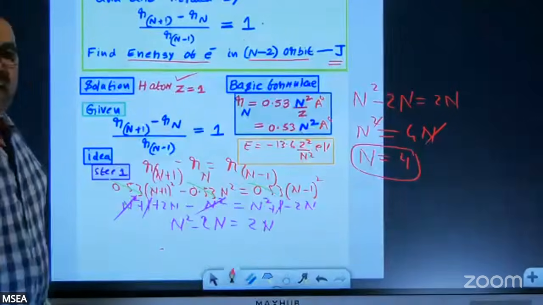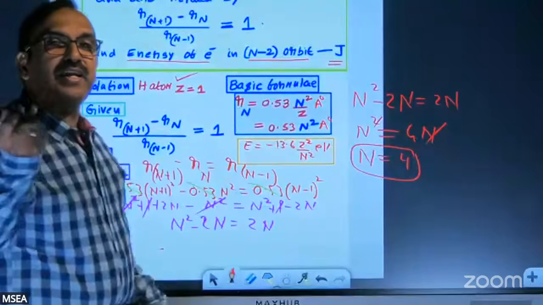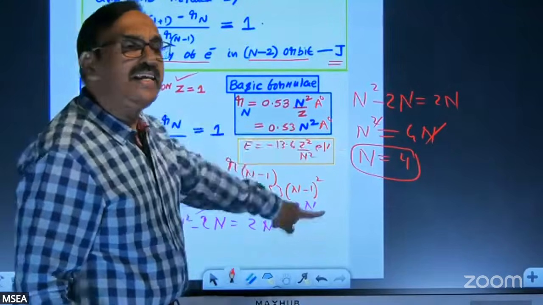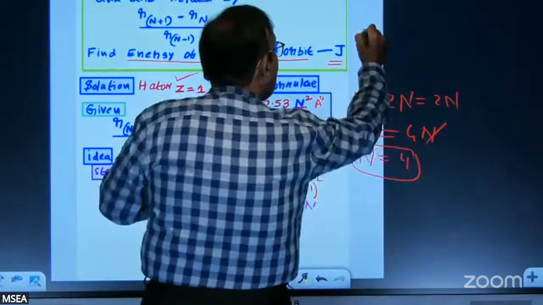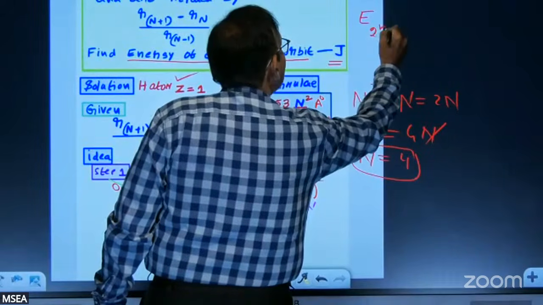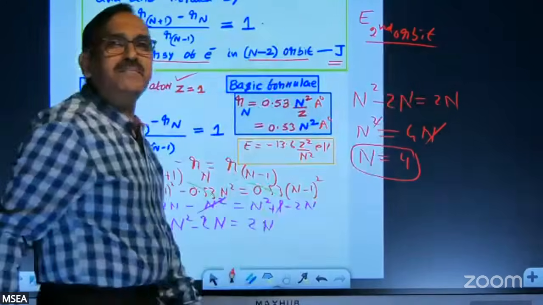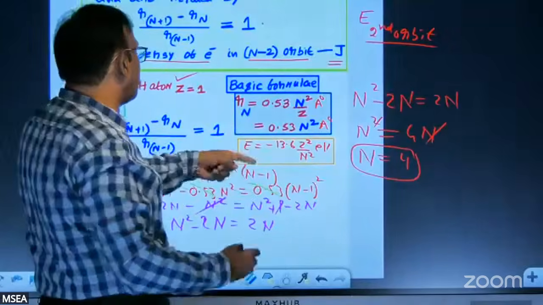He is not asking n actually. He is asking what is the energy of electron in the n minus 2 orbit. When n is 4, what does the n minus 2 orbit mean? n minus 2 happens to be 2. You want the energy of the electron of the hydrogen atom in the second orbit. You are thorough with the energy of the electron here.